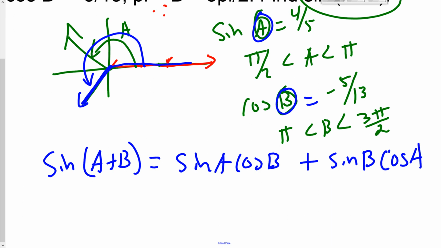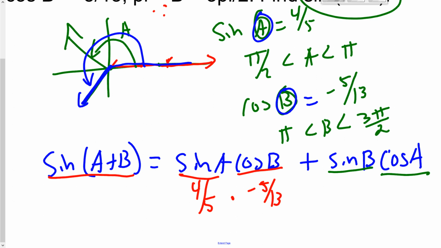Okay, so in order to find sine of A plus B, we need sine of A and cosine of B, which are given, right? Sine of A is 4/5, and cosine of B is negative 5/13. So we can multiply these, but we need to find what sine of B is. We have sine of A, but not sine of B. We have cosine of B, but not cosine of A, so we have to find out what those are.